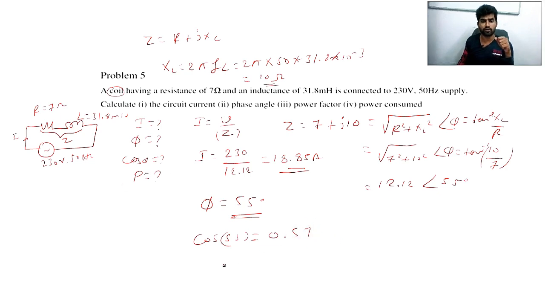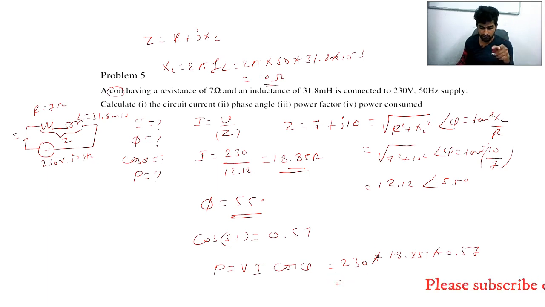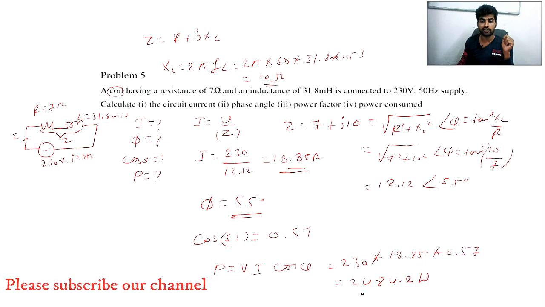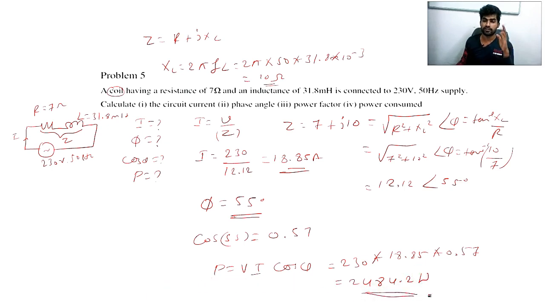What about power? Power is equal to V I cos phi. So what about voltage? Voltage is 230. Current is 18.85. And then cos phi is 0.57. Finally, by using the calculator, you will get 2484.2 watts. Okay, this is the answer.